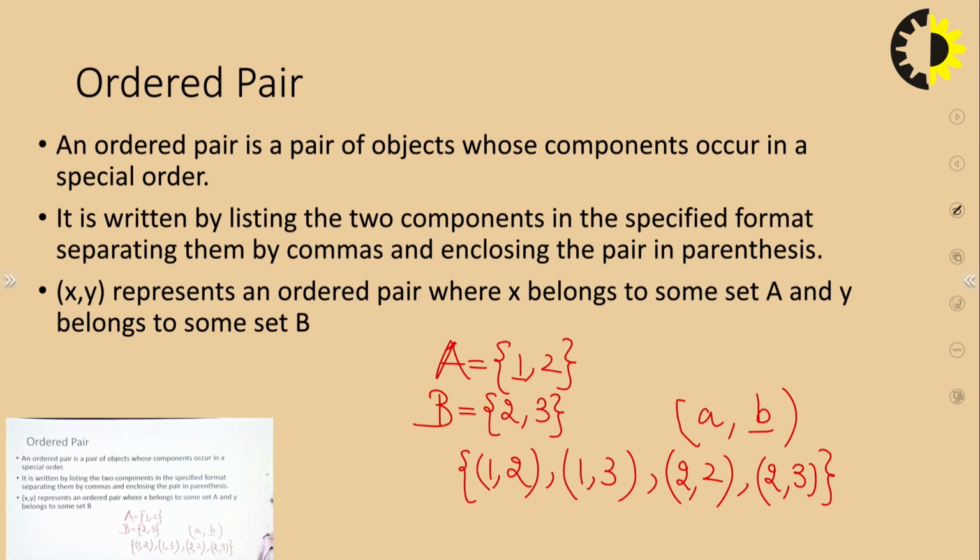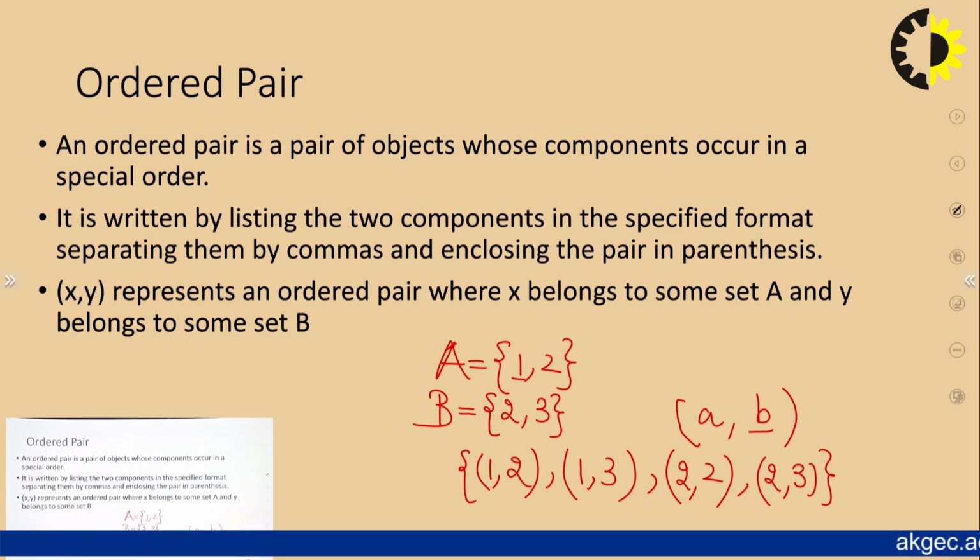It is written by listing the two components in a specific format, that is (a, b), and we are separating the two elements by using a comma and then enclosing them within parentheses. So (x, y) represents an ordered pair where the element x should belong to set A and the element y should belong to some set B. Same as the element small a belongs to set A and here element small b belongs to set capital B. So this is what is known as ordered pair. Now here, since I have two different sets, my first element has to be from set A and the second has to be from set B.